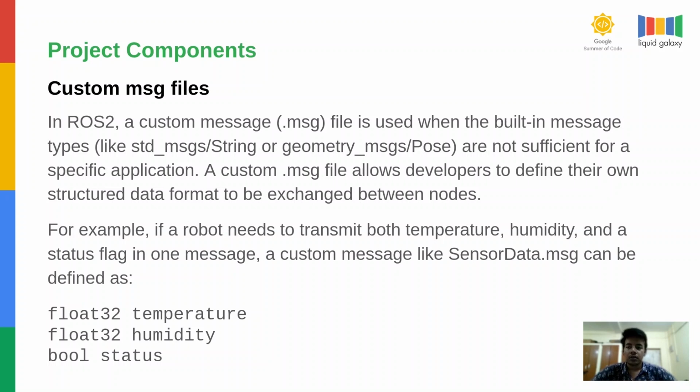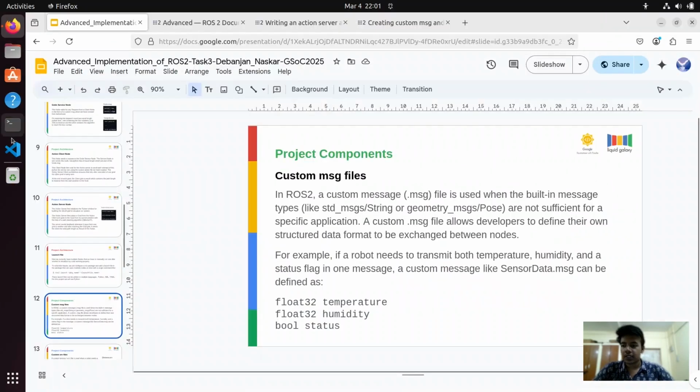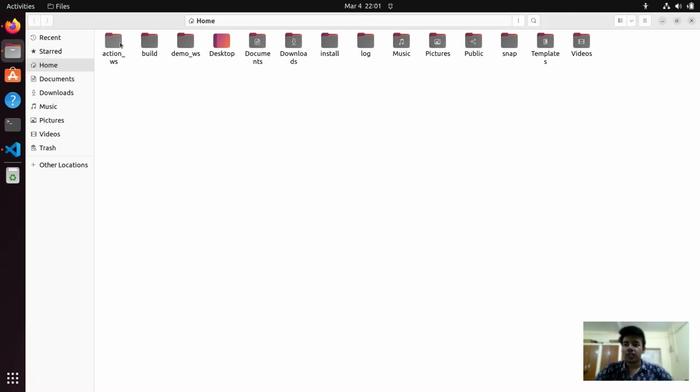In this session, I will not code everything from scratch, but I will show you the code and explain everything in detail. Okay, so let's go to our VS Code and see what it means. This is our workspace named Action Workspace.